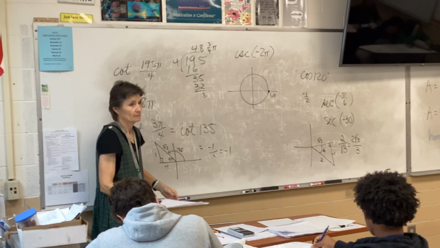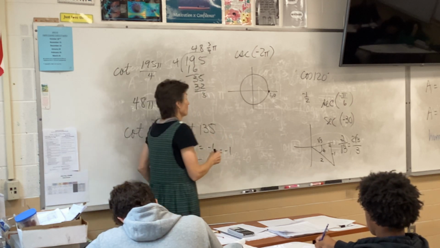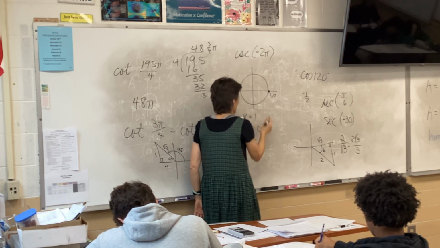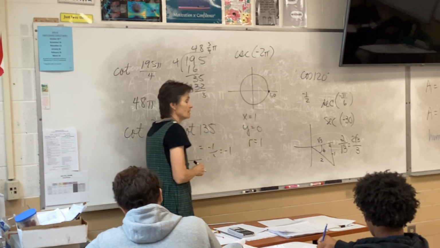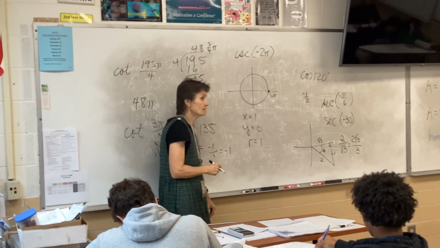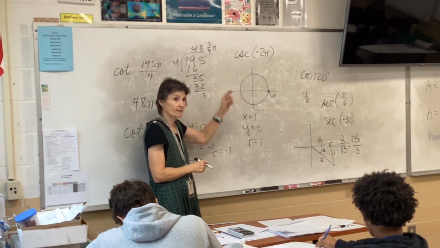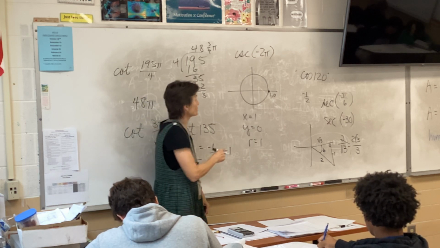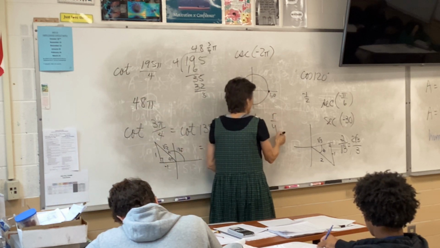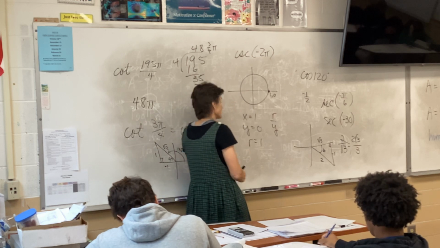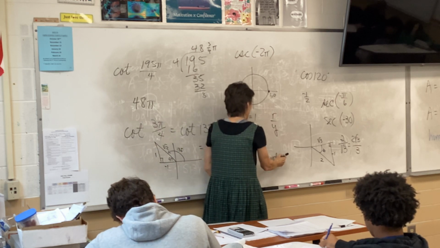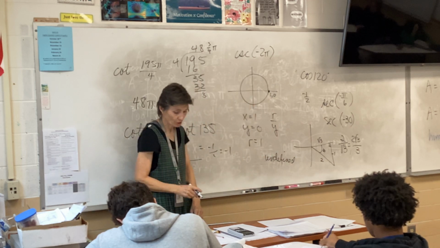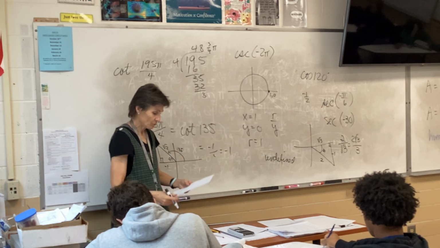Cosecant. Okay, remember, x is 1, y is 0, r is 1. That's this point right here. Sine, the reciprocal of the cosecant, sine is y over r. So this is going to be r over y. That's going to be undefined. Can't find the cosecant of -2 pi.